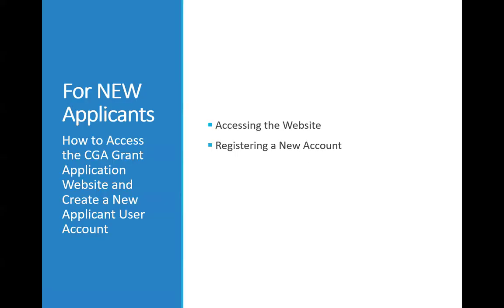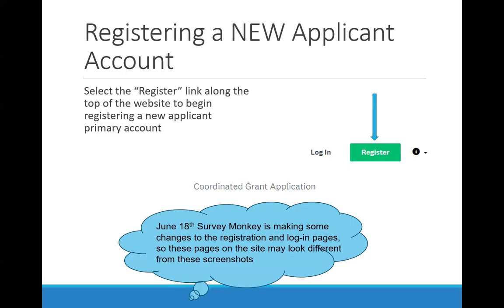So for new applicants, we'll go through how to access the website and how to register for a new account. From apply-kitsap.smapply.io, you'll be able to click a link in the menu bar that says to register. So if you've not used this site before, first step is to register.